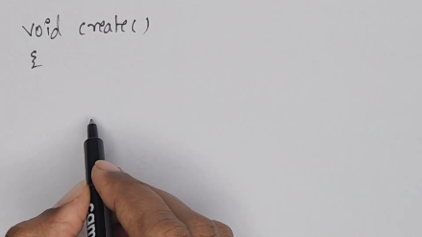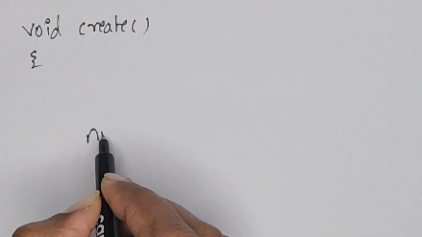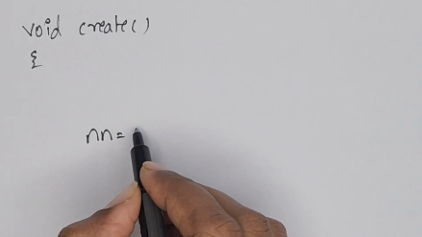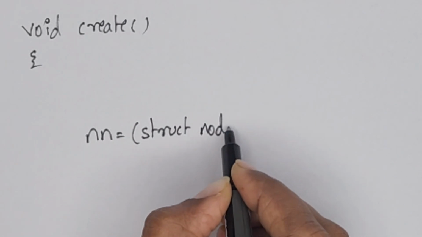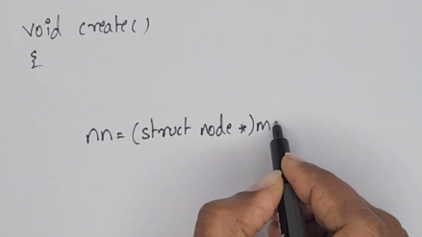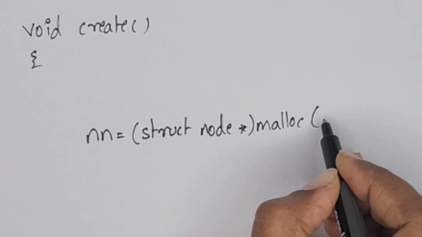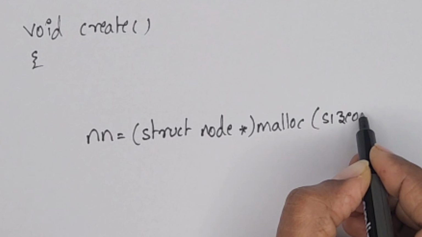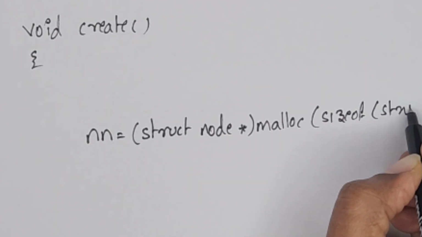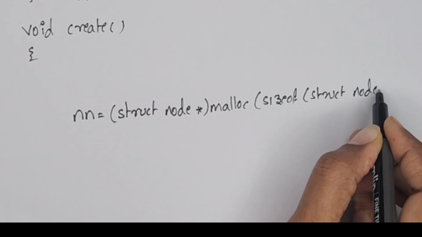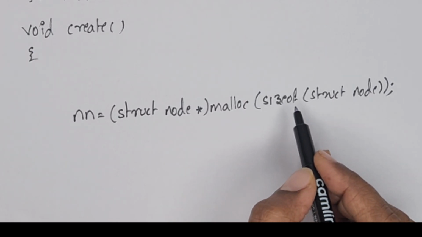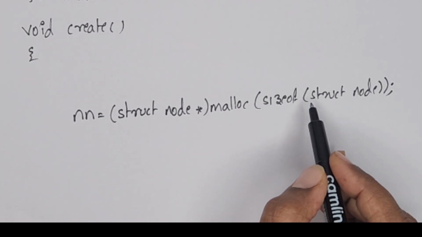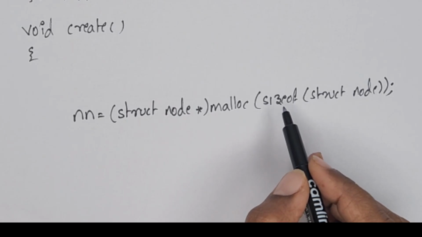Create means first you have to allocate memory for a new node. Struct node asterisk, using the malloc function, malloc size of struct node. All these things I already explained in a previous video. If you are not understanding, please go and watch my previous video.